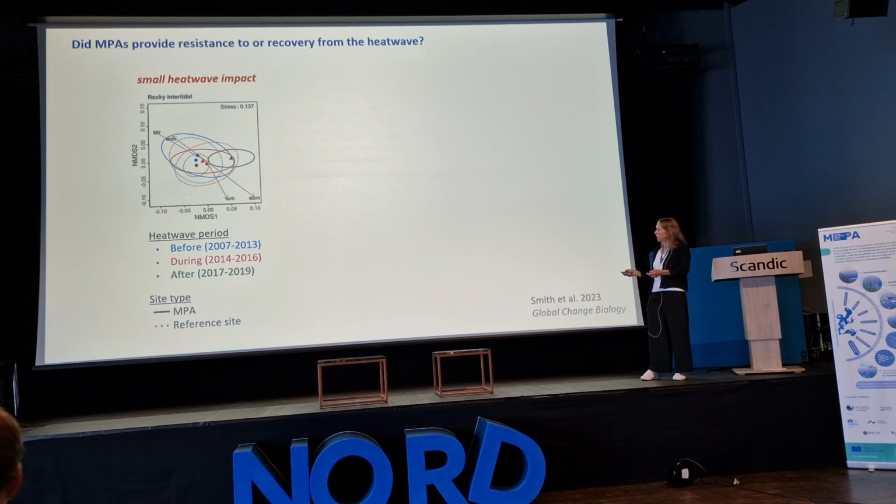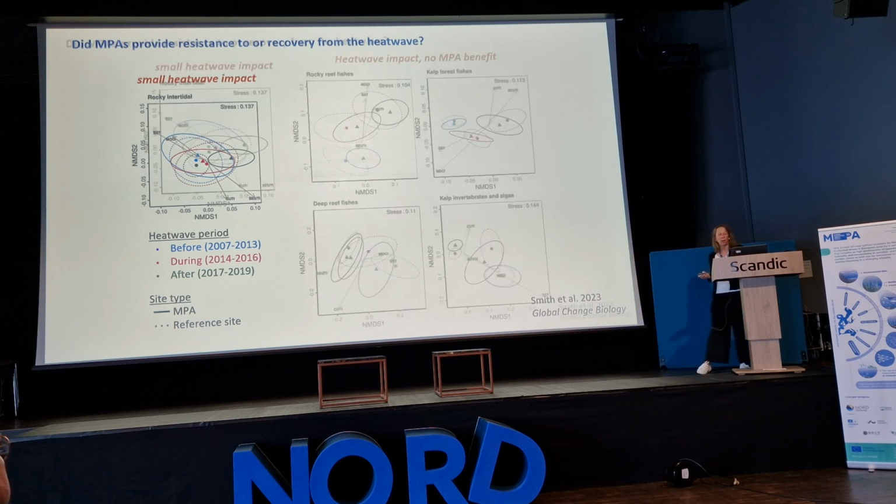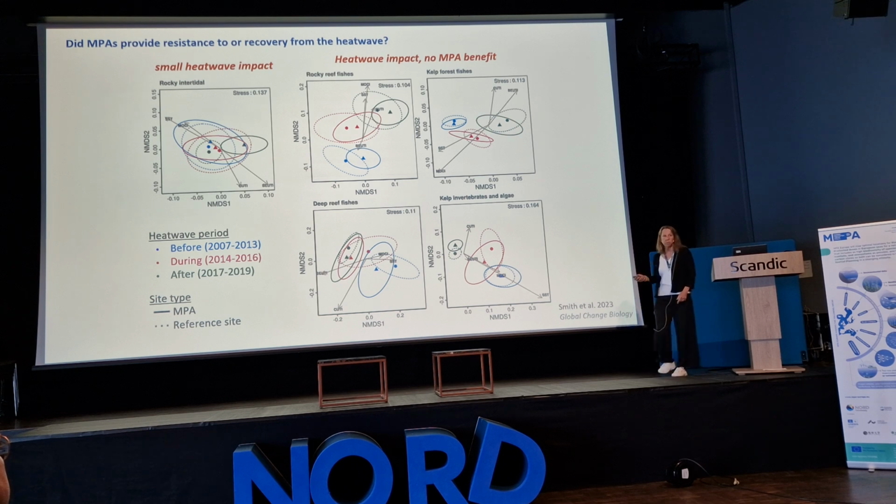The colors show the heat wave period: before, during, after. The dashed line and the solid line show MPA versus reference, but see how they're all on top of each other? In the rocky intertidal, there really wasn't even an effect of the marine heat wave on the communities. But in the 4 other ecosystems, there were.